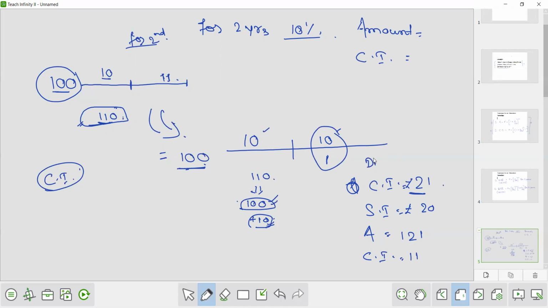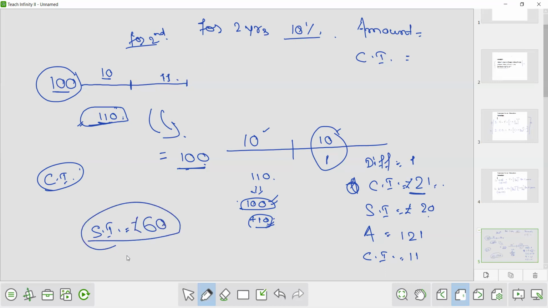What is the difference between simple interest and compound interest? So compound interest is 21, simple interest is 20, difference is 1. Now if any of the given value is given, you can calculate the entire value. Let's say it is given that the simple interest at the rate of 10% for 2 years is 60 rupees.